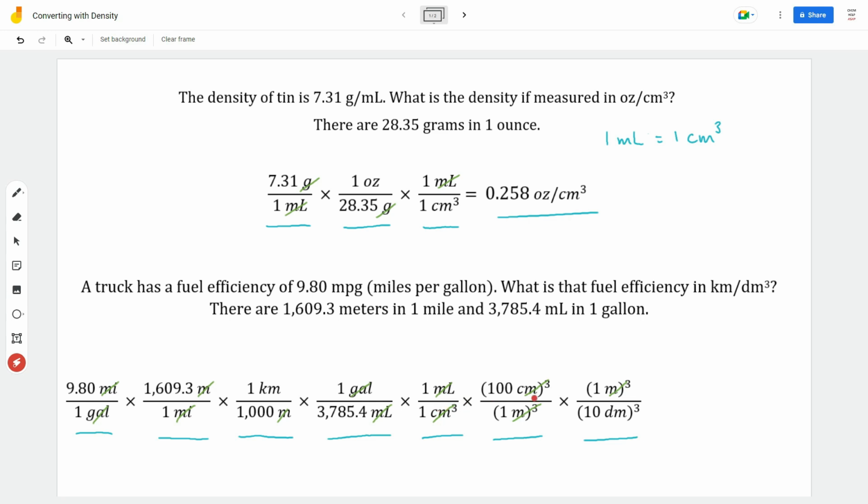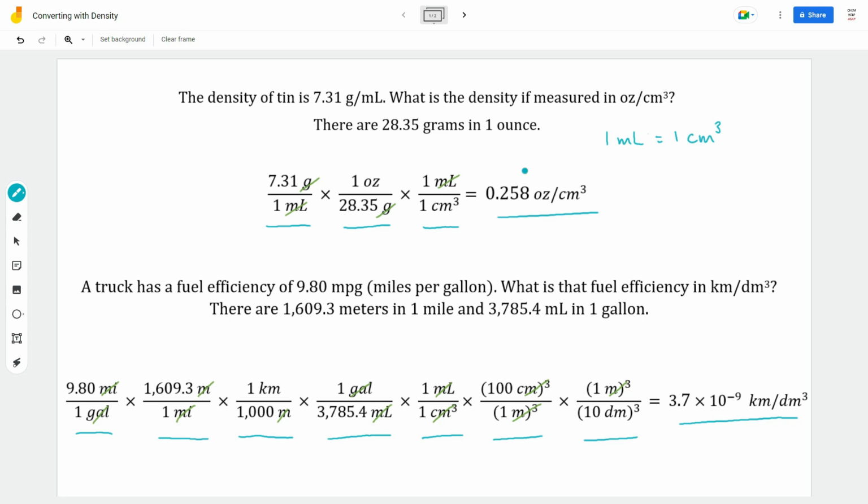Next, I need to take care of my cube. Now, here's where you need to be careful. Don't just multiply by 100, but you need to multiply by 100 cubed. And then for the last conversion factor, you need to divide by 10 cubed. It's easy with these long ones to forget that cube. So I get 3.7 times 10 to the negative 9th kilometers per decimeters cubed.